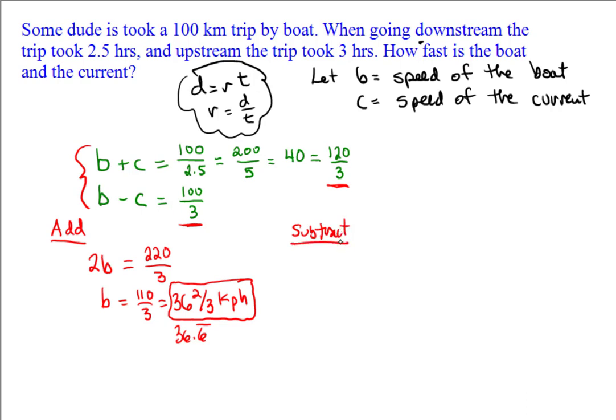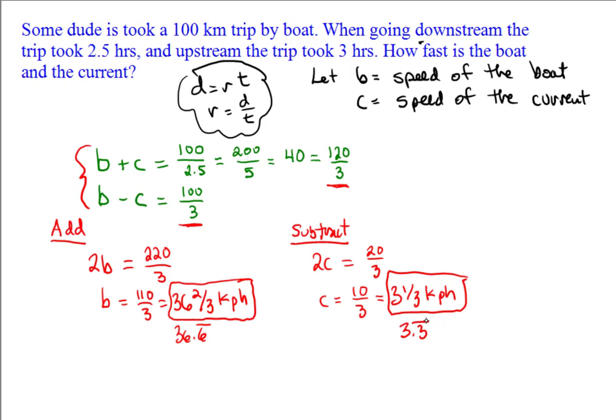Okay, so looking at those equations, we get b minus b is 0, c minus negative c is 2c, and 120 thirds minus 100 thirds is 20 thirds. So therefore, dividing by 2 yields 10 thirds, and that, of course, is 3 1/3 kilometers per hour. So again, you calculator people, this would have been 3.3 recurring for that answer.